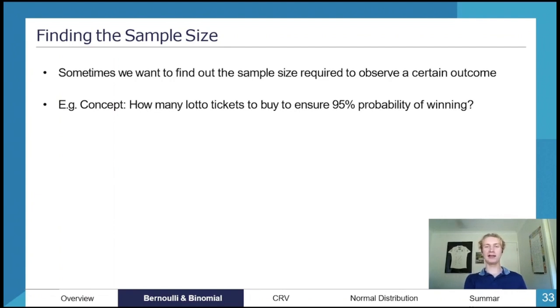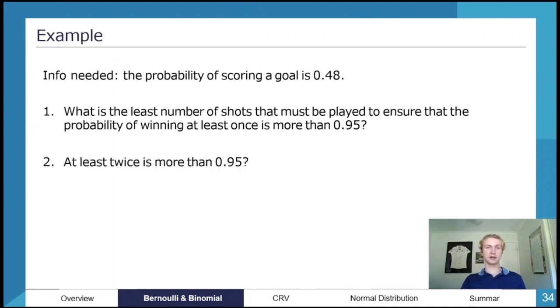We haven't been given the probability of winning on a single lotto ticket. R would equal 1 because we only need to win once. R would be 1 up to N, and N is what we're trying to find. And then P of X equals R would equal 0.95, as you're going to see here. So the information we need is the probability of scoring equals 0.48.